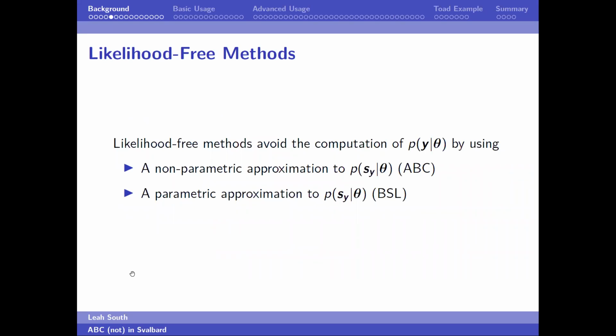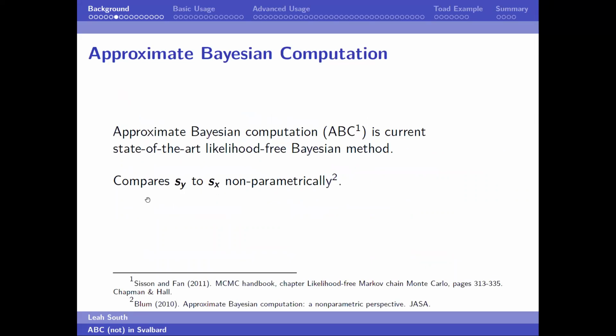Okay, so there's two methods that I'm going to be speaking about. The package is focused on the second one. The main method that a lot of people use, that is the name of this conference, is approximate Bayesian computation, which is a non-parametric approach. And I'll also be talking about BSL. ABC is the current state-of-the-art likelihood-free method, and it compares the simulated and observed summary statistics using non-parametric methods.